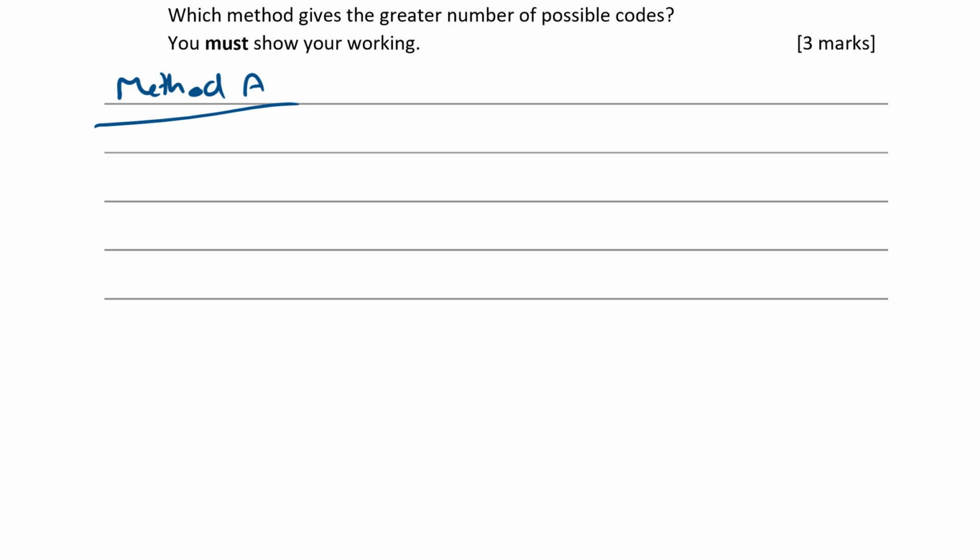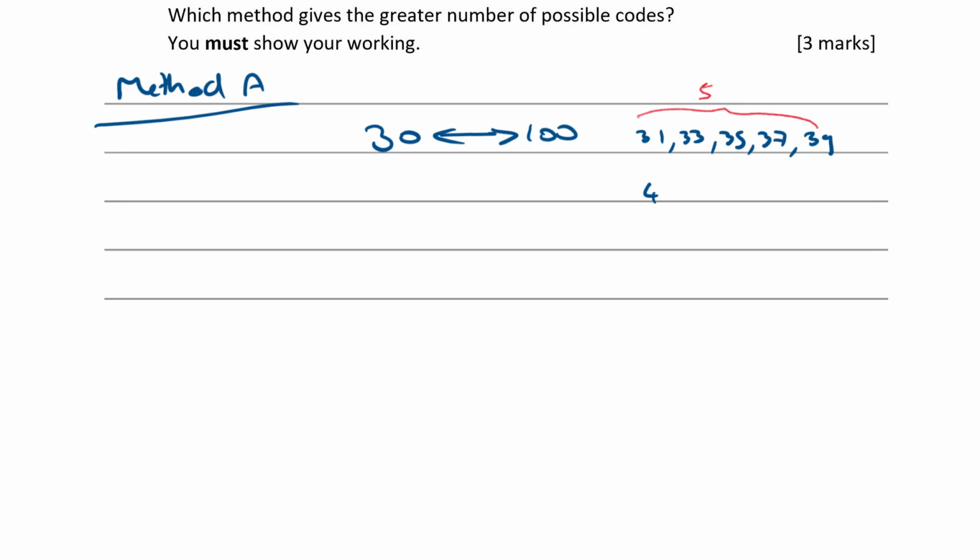Okay, so method A says the first 2 digits use an odd number between 30 and 100. So, odd numbers between 30 and 100. Our numbers lie between 30 and 100, and they've got to be odd numbers. So what could they be? They could be 31, 33, 35, 37, or 39. So there are 1, 2, 3, 4, 5 odd numbers starting with a 3.